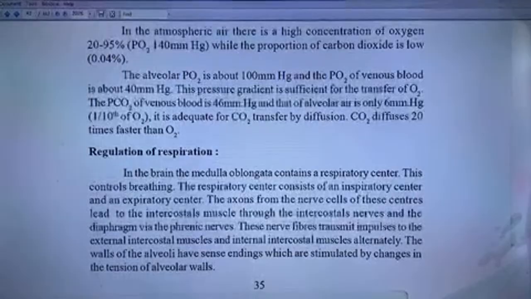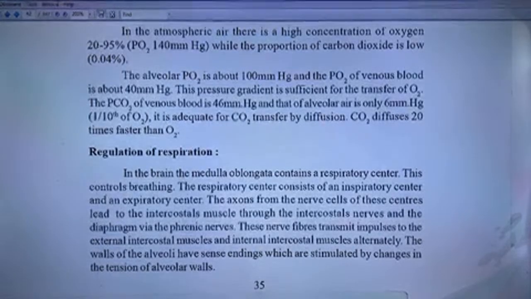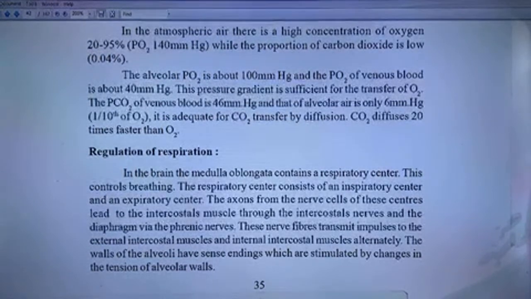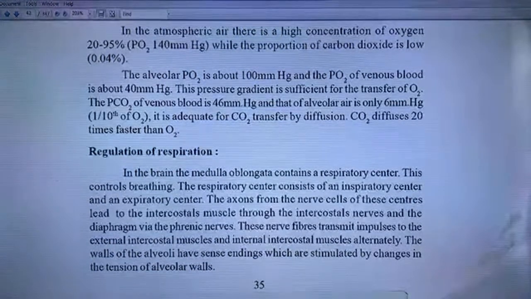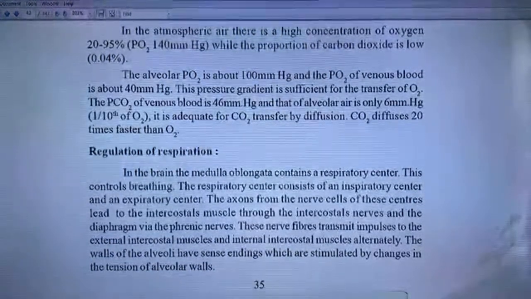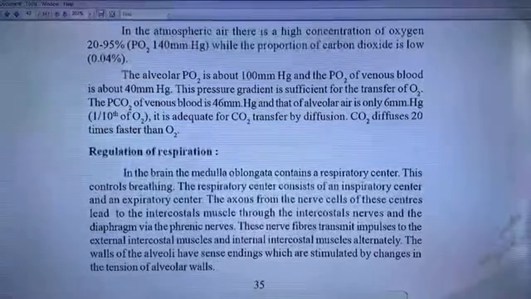The alveolar PO2 is about 100 mmHg and the PO2 of venous blood is about 40 mmHg. This pressure gradient is sufficient for the transfer of O2. The PCO2 of venous blood is 46 mmHg, and that of alveolar air is 40 mmHg, a difference of only 6 mmHg, 1 over 10 of O2. It is adequate for CO2 transfer by diffusion. CO2 diffuses 20 times faster than O2.